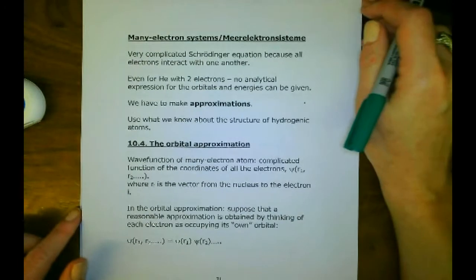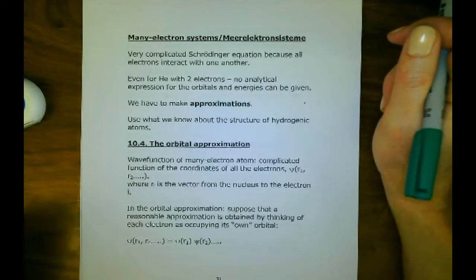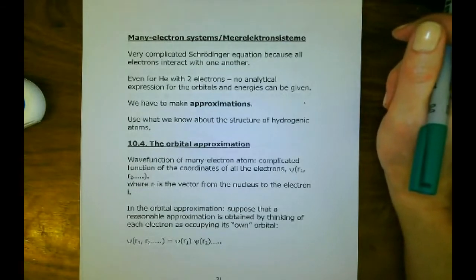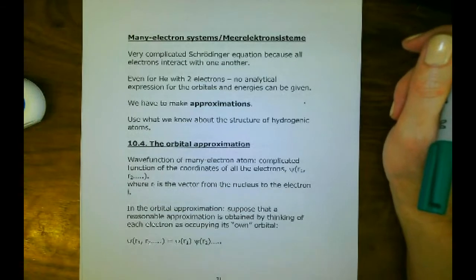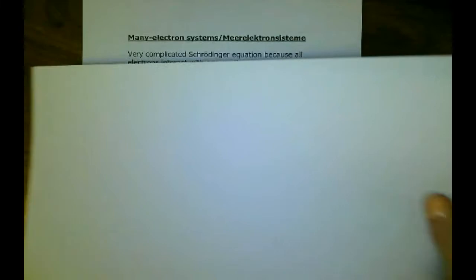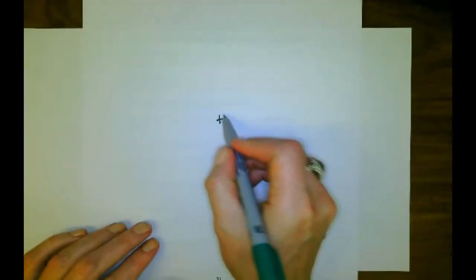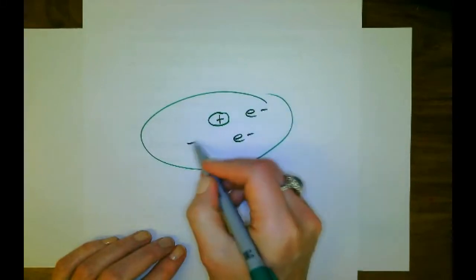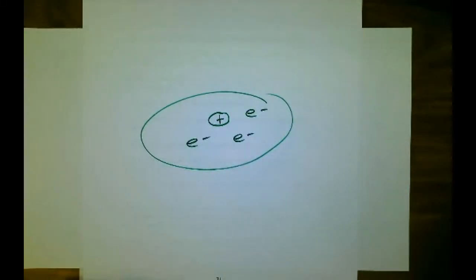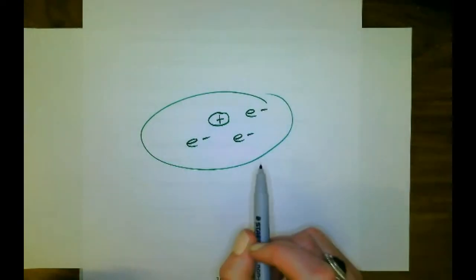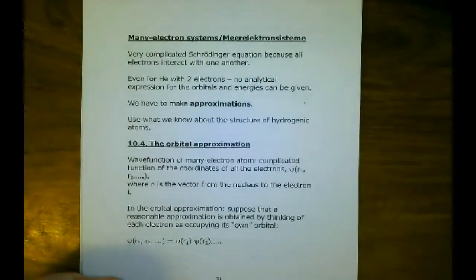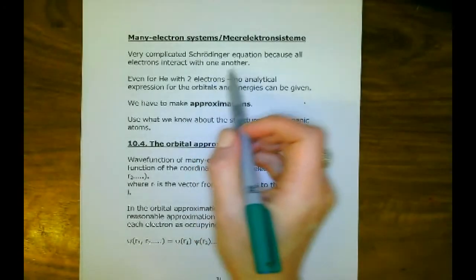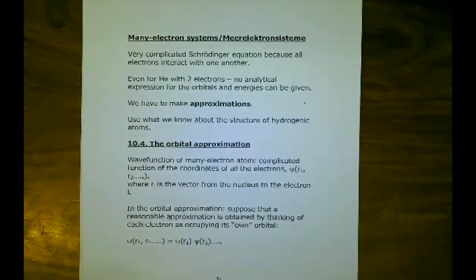Okay, we now move on to many electron systems. Up to now we've looked at hydrogenic atoms, which are one electron systems. And now we are moving to many electron systems. So if we were to look at the example that we're talking about, we have a nucleus and we have more than one electron surrounding the nucleus. So how do we describe this atom quantum mechanically? So firstly, our Schrödinger equation becomes very complex.